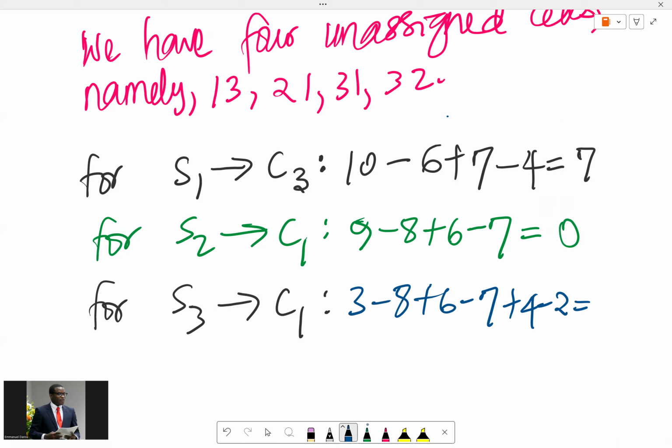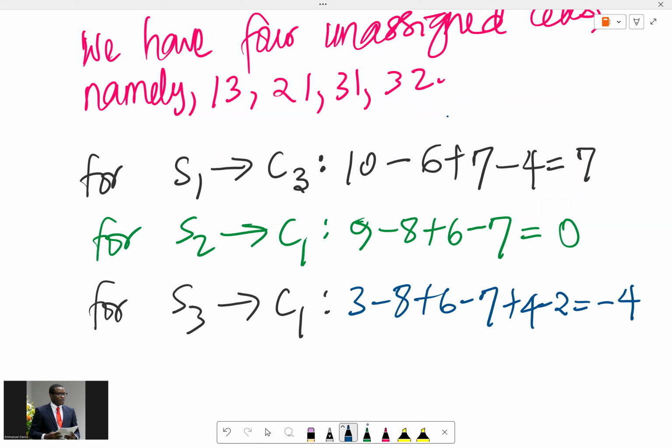Is that correct? 3 minus 8 is minus 5. Minus 5 plus 6 is 1. Oh, so what did I say? 3 minus 8 is minus 5. Okay. 3 minus 8 is minus 5. Minus 5 plus 6 is 1. 1 minus 7 is minus 6. Minus 6 plus 4 is minus 2. Minus 2 minus 2 is minus 4. Okay. See that. So what did I do previously?